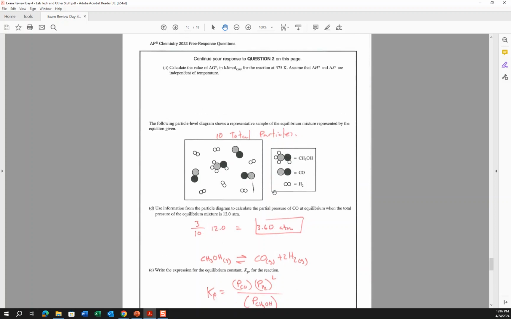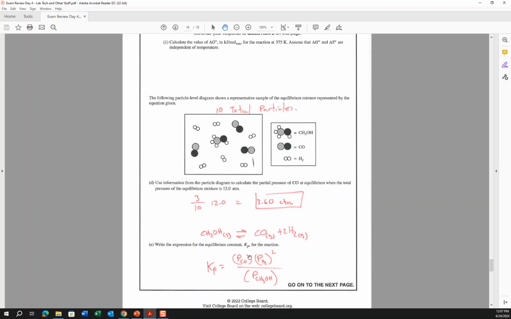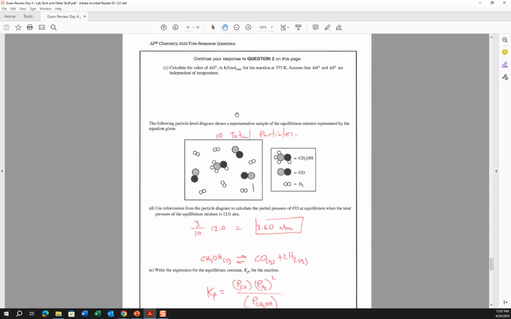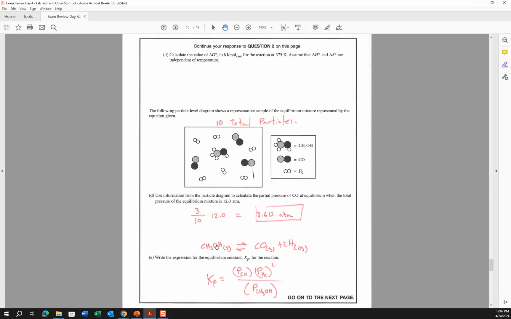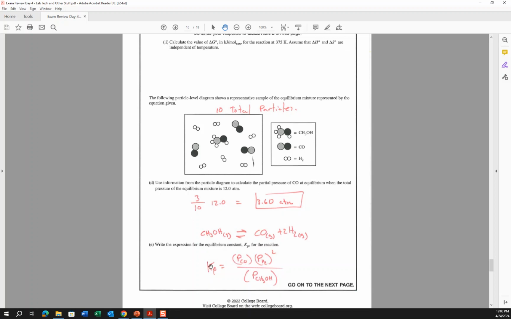And then I didn't have the full equation because I only printed off this part of the question, but this reaction was given to you at the beginning of the question. So this gas yields this gas plus 2 of those gases. So write the equilibrium expression Kp for this reaction. Remember, it's products over reactants, but that coefficient has to become my exponent, and we use partial pressure notation, not bracket notation. Bracket is for molarity.